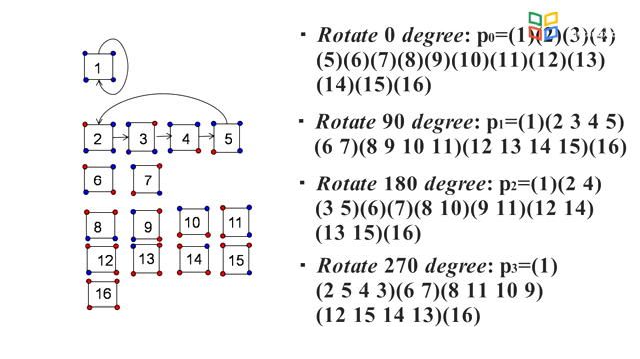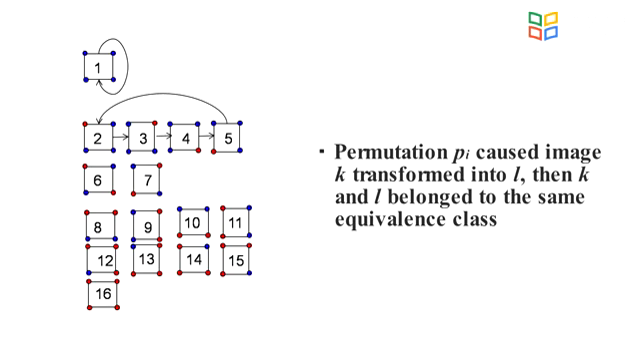Let's analyze all these permutations. We will realize what an equivalence class is. If any permutation can rotate an image into another image, then these two images belong to the same equivalence class. At the same time, we will realize there are some mysterious parts. Some permutations, although they were rotated from this image, produce no change.